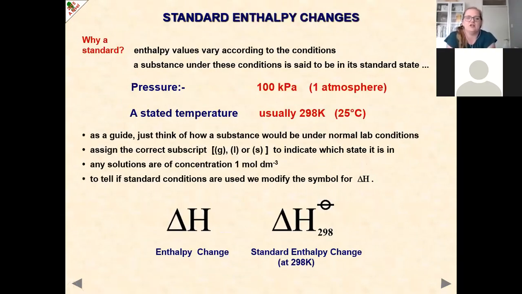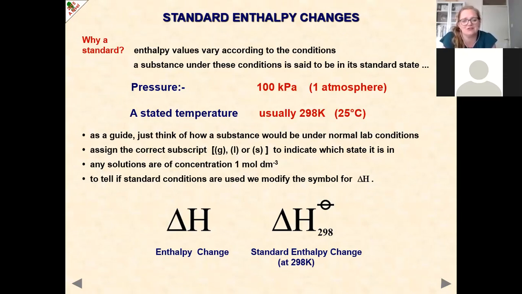So these standard enthalpy changes that we talked about again: 100 kilopascals, also known as 1 atmosphere. These are the conditions that the substance should be under for it to be said it's a standard state. So it's really important to remember this. 100 kilopascals pressure, a stated temperature, usually 298 Kelvin, 25 degrees. As a guide, we think of how a substance would be under normal lab conditions. We assign the correct subscript, gas, liquid, or solid, to indicate which state it's in. Any solutions have a concentration of 1 mole per decimetre cubed.